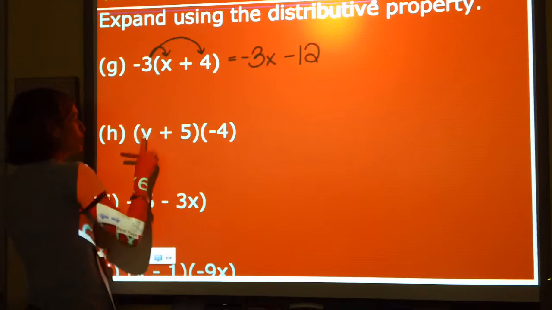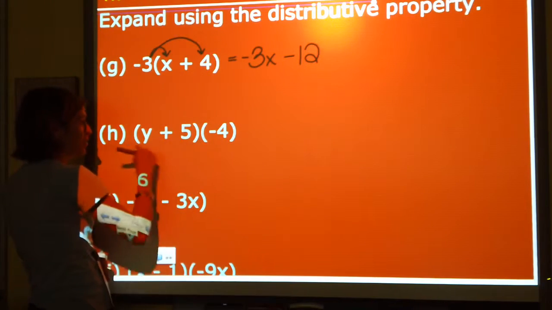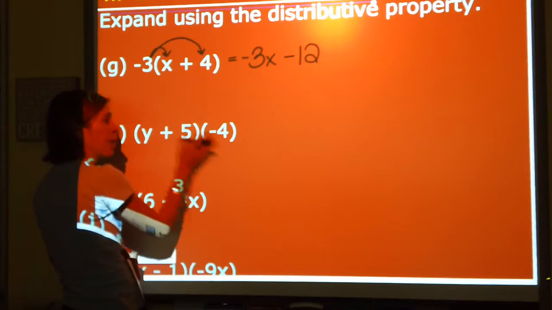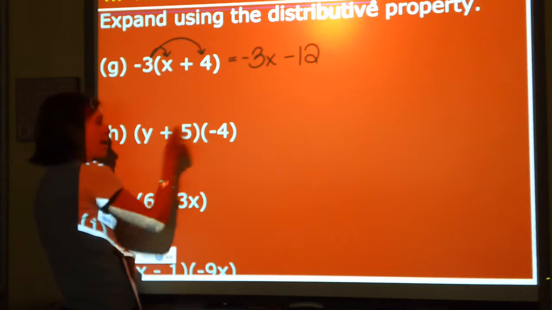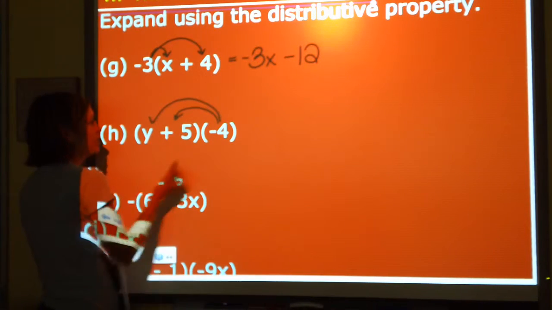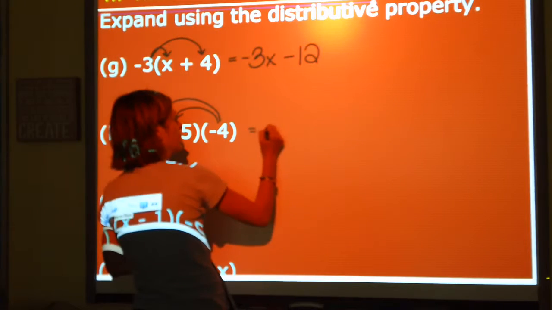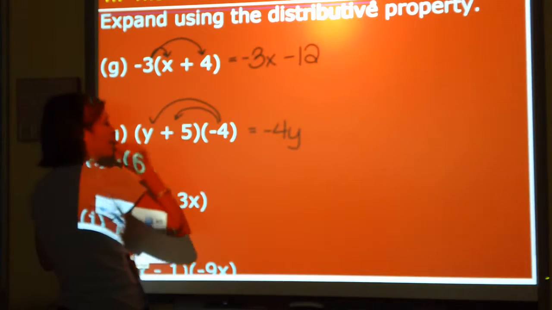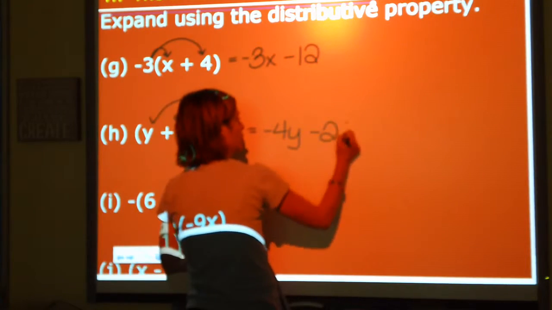All right, we've got (y + 5) times negative 4. Again, it's in the back, but the commutative property of multiplication allows me to flip this around. So I'm going to multiply it to the 5 and to the y. So negative 4 times y would give me negative 4y. And then negative 4 times positive 5 would give me negative 20.